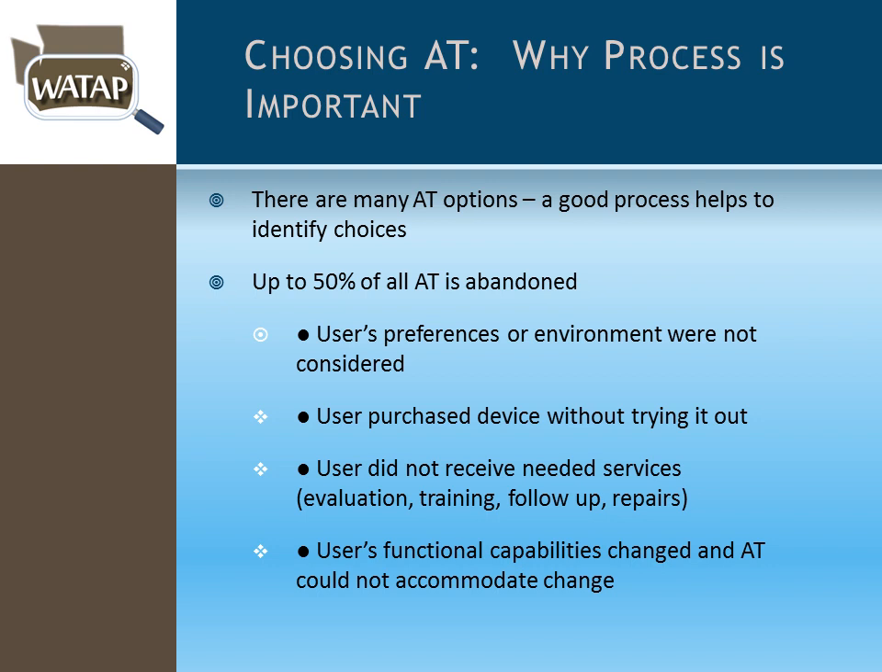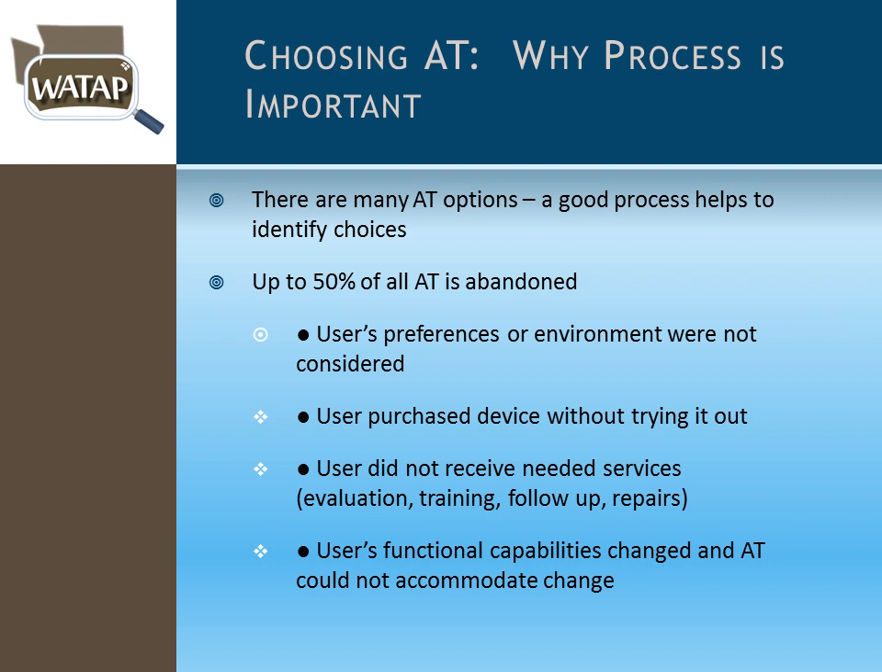We tend to spend some time identifying some of the challenges and barriers as to why AT is not successful for individuals. Up to at least half of assistive technology is oftentimes abandoned for various reasons. The biggest reasons typically result from the person not being provided with a good AT evaluation to begin with, and their functional needs not being quickly addressed in the beginning of the process.